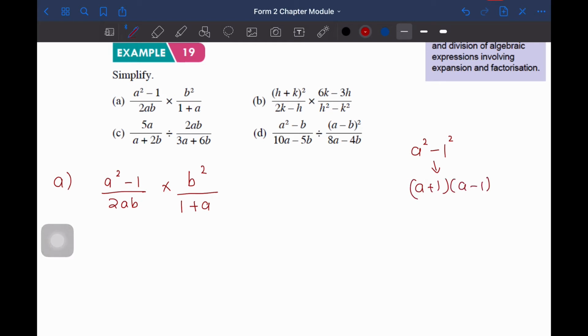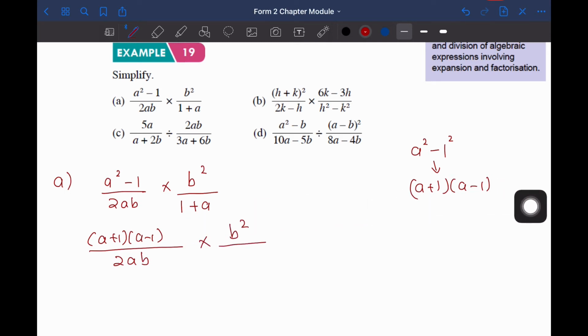Okay, so jangan risau. Every time awak nampak kalau both ni kita boleh buat perfect square, kita boleh pecahkan jadi macam ni. Okay, so dia akan jadi A plus 1, A minus 1 over 2AB times B square over 1 plus A, which is actually sama juga dengan A plus 1, sama je. Okay, next kita boleh cancel out this one and this one.